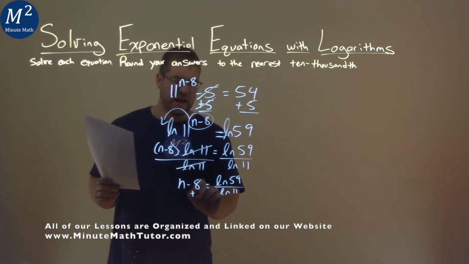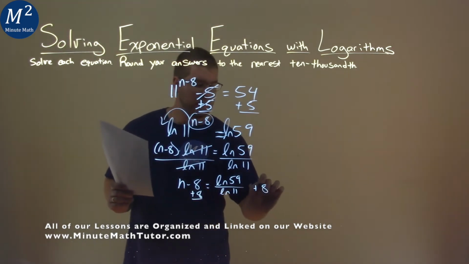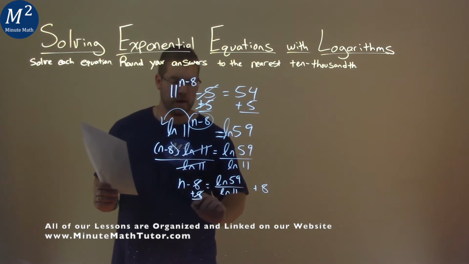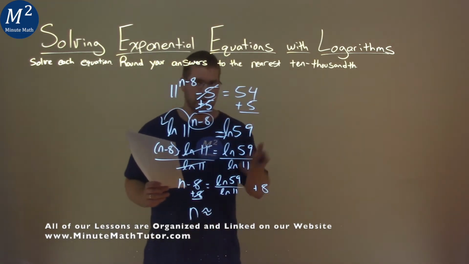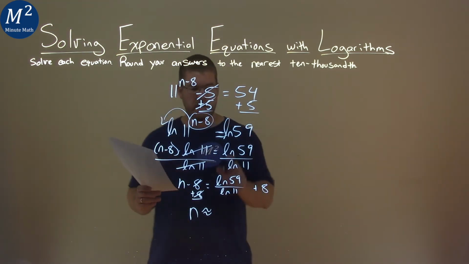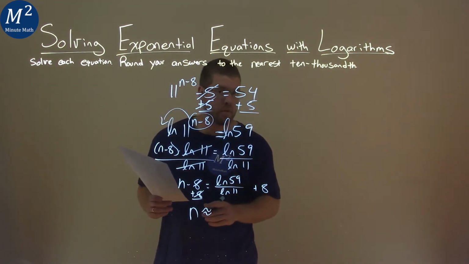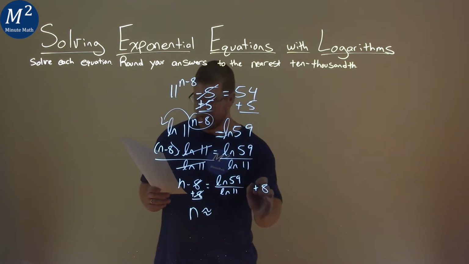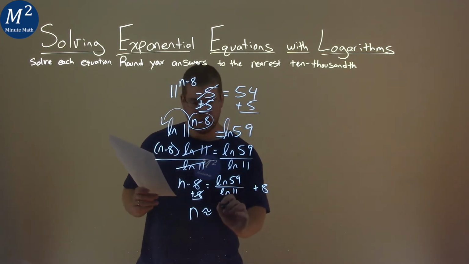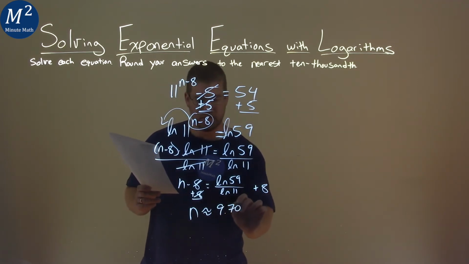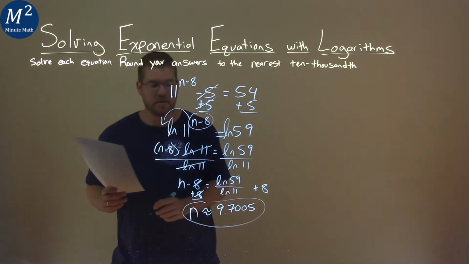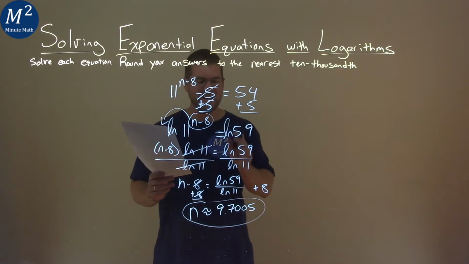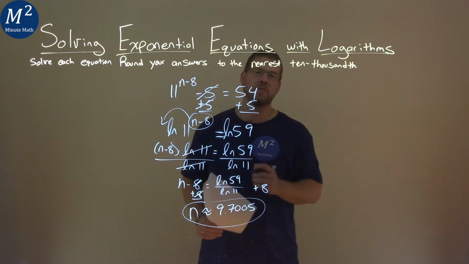Well, now I just have to add an 8 to both sides. I added 8 here. These 8's will cancel. n now is going to be approximately, we'll use our calculator at this point to get a decimal answer when we round it. The natural log of 59 divided by natural log of 11 plus the 8 is approximately 9.7005. And so our final answer here is n is approximately equal to 9.7005.